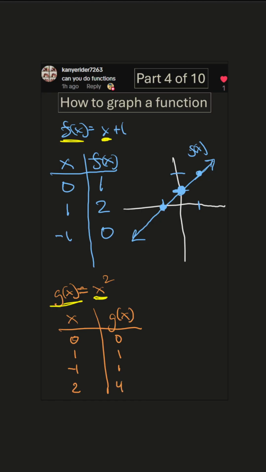Let's graph this thing. So we got 0, 0. We got 1, 1. Negative 1, 1. Then we got 2, 4. 1, 2, 3, 4. It's all the way up here. So if you haven't learned this yet, I'm going to tell you that this is called a parabola. So it's not just a straight line. We want to add some bend in there. Nice and bendy. And that is a parabola.